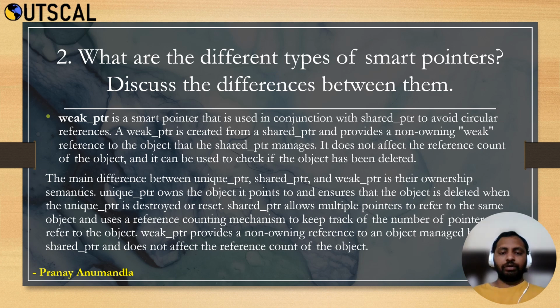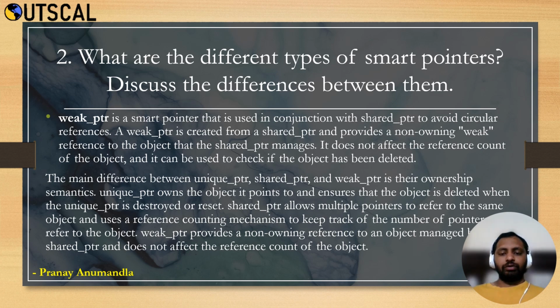The unique pointer owns the object which it points to. Whenever it is declared, the unique pointer owns the object it is pointing to, and the object will be destroyed when the unique pointer is destroyed or reset. And a shared pointer allows multiple pointers to refer to the same object, and it uses a reference mechanism to keep track of the number of pointers referencing the object.